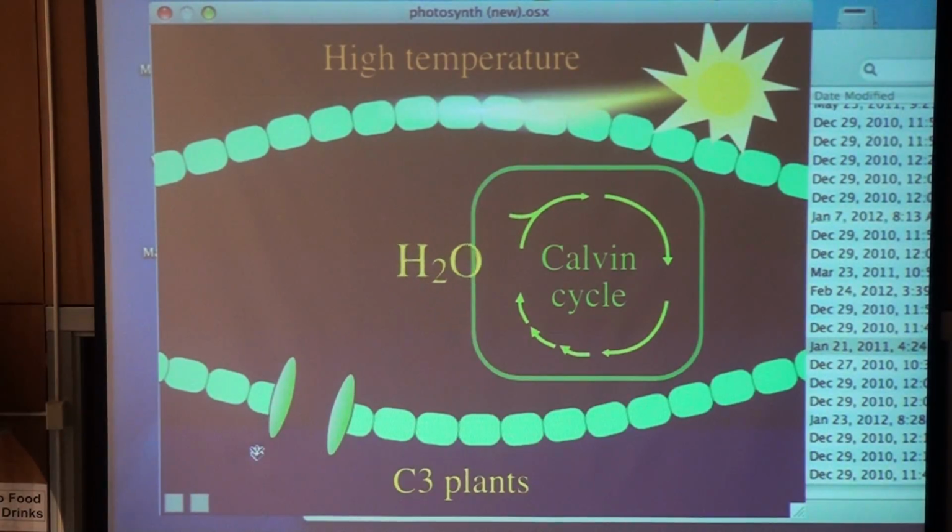The main purpose of the stoma is to allow carbon dioxide to come in, but certainly water vapor can exit through that same hole. And so on really hot days, C3 plants are in danger of getting dehydrated, and they might potentially get so dehydrated they can die. And so even though they don't want to, they get the guard cells to close the stoma.